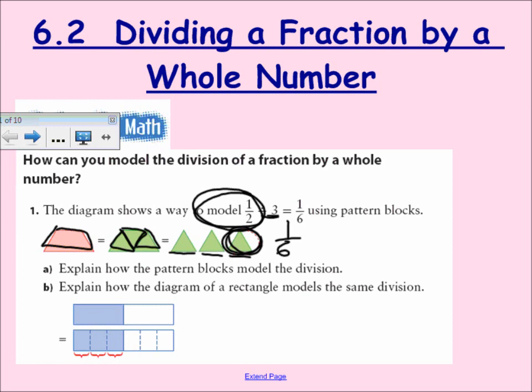Explain how the diagram of a rectangle models the same division. We've got 1/2 right here. When we divide it into 3, we've got 1, 2, and 3. Now we've got to do that for both sides, because what you do to one side, you do to the other. And then we only want one of the 3. So there's 1, there's 2, there's 3, and we just want one of those. So it's 1/6.